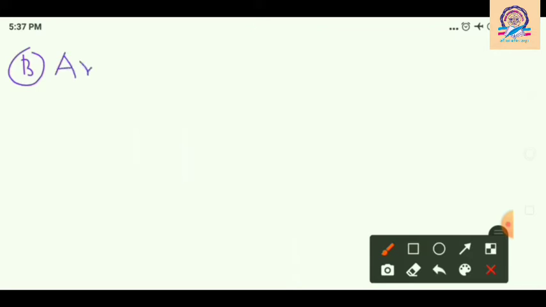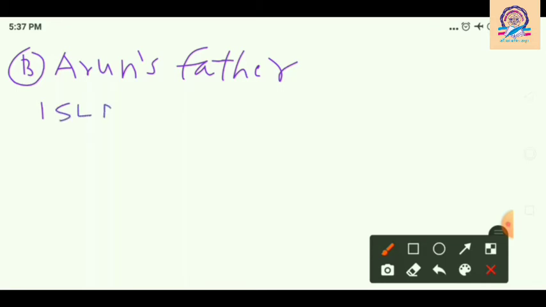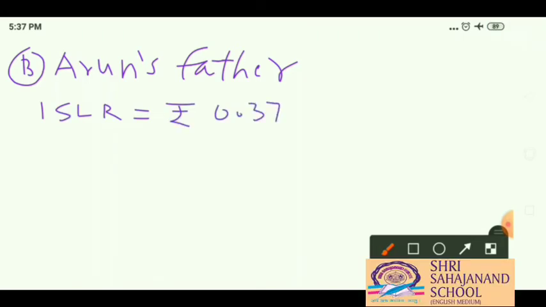Now let's make a solution for B, and B means Arun's father. So write the heading for Arun's father. Let's see how many Indian rupees Arun's father, who is working in Sri Lanka, is getting. According to the table, one Sri Lankan rupee makes 0.37 Indian rupees. So let me write this statement. 1 SL rupee is equal to 0.37 rupees.